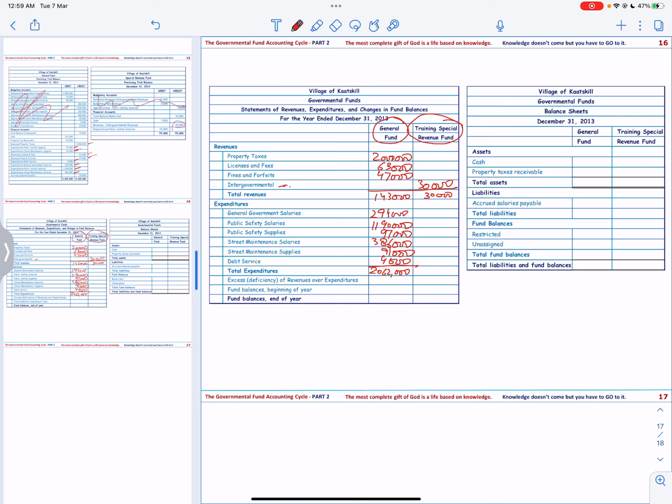Now, total revenue minus total expenditure. In this case, there is an excess of 48,000. There is a small mistake here. Total revenue will be 2,100,000.